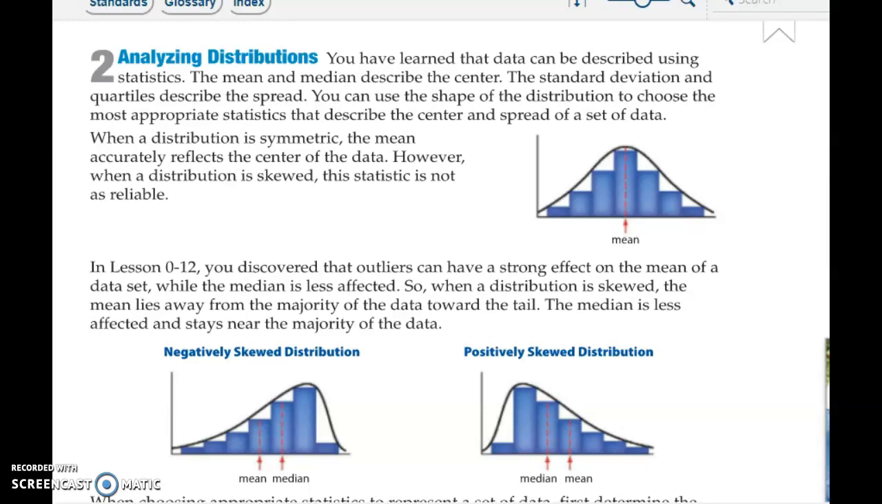Remember that the median is going to be the middle number. So if I put all the numbers in numerical order and I start crossing off the ends until I get to the center, that's the median. And the mean is the average. So add all the numbers together, divide by the number of numbers, that's your average. Now, if you have a symmetric distribution, the mean is pretty reliable as far as what your data looks like. But when you start getting some skews, that messes it up.